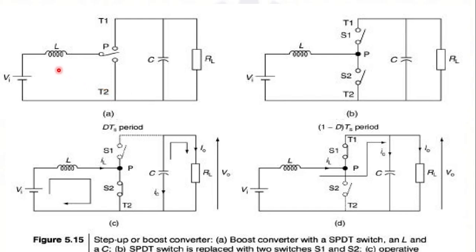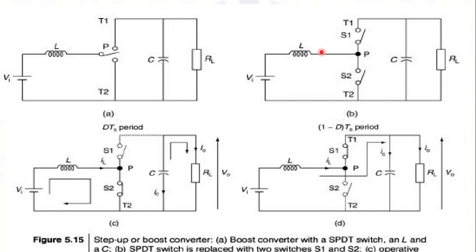Here, the inductor which is connected to the SPDT switch, to the pole, the center point, is called P. The inductor connected to the pole always has a current flow. That is, there is no discontinuity in the current, because whether the switch S1 is on or S2 is on, the current will be conducting through the inductor.